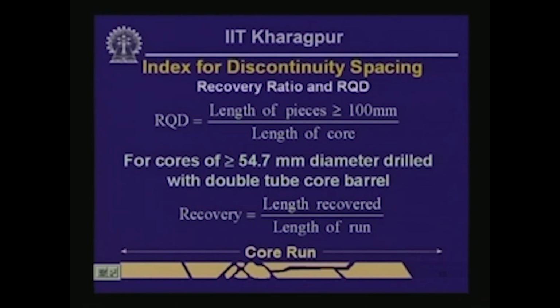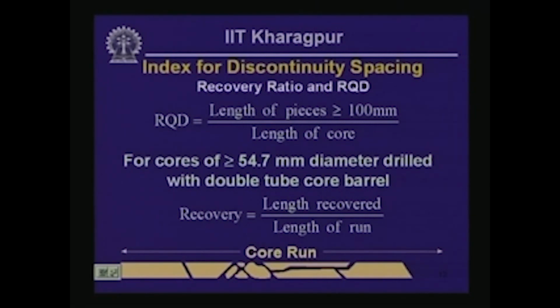Now, we try to look at an index of discontinuity spacing. So, two indices we are going to look at in this case. One is called the recovery ratio, and the other one is called the RQD, or the rock quality designation. How do you define RQD? RQD is the ratio of the length of the pieces of core, individual length of which is equal to or more than 100 millimeter, divided by the length of the core run.